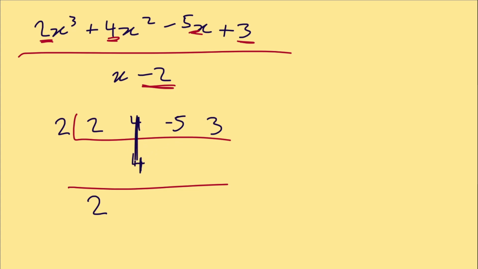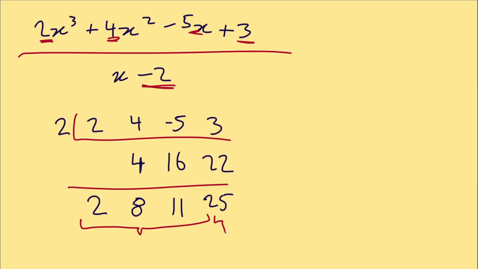Now we add the up and down numbers. 8. 2 times 8, we just repeat. So 2 times 8, 16. Add negative 5 and 16. You get 11. 2 times 11 is 22, and add these, 25. This is the quotient. This is the remainder.